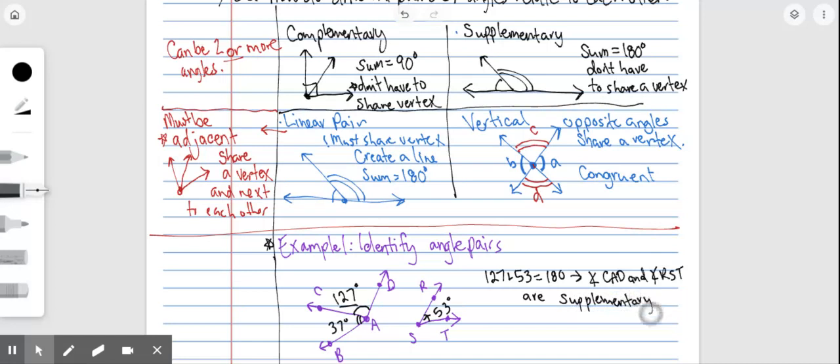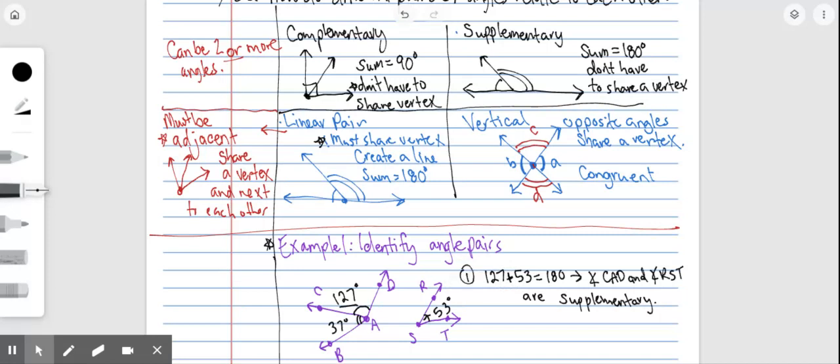Why are they not a linear pair? Well, they're not a linear pair because a linear pair, remember, must share a vertex. And these two angles do not share a vertex because S is the vertex on one and A is the vertex on the other. So here's one thing that we found out.